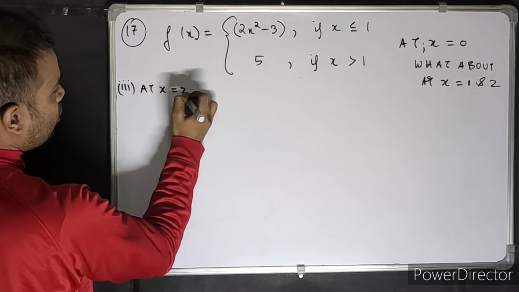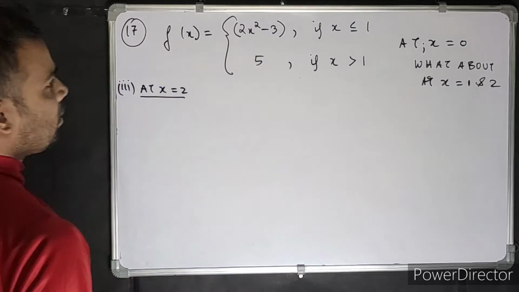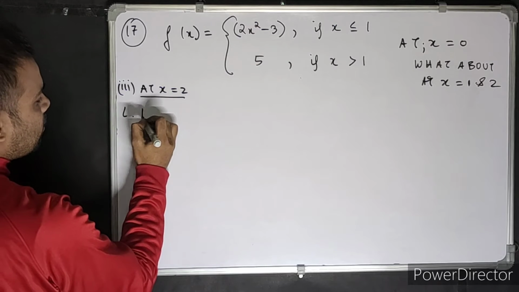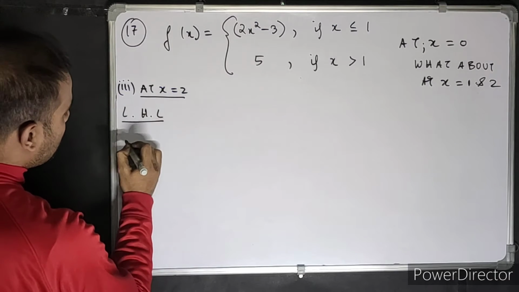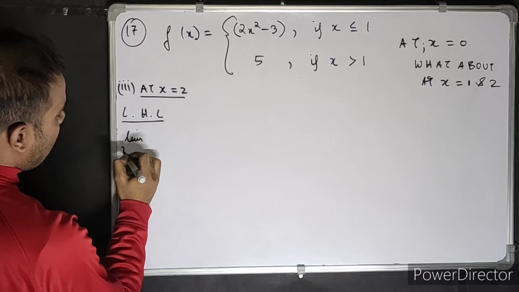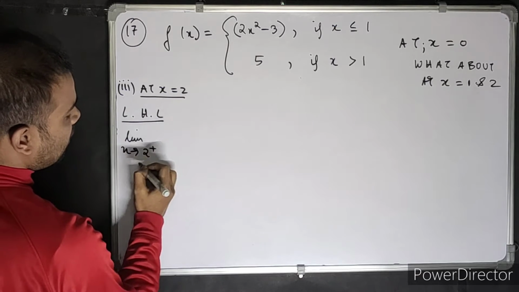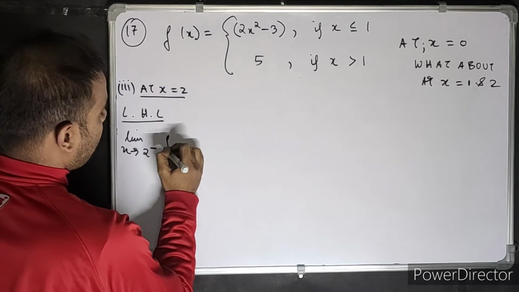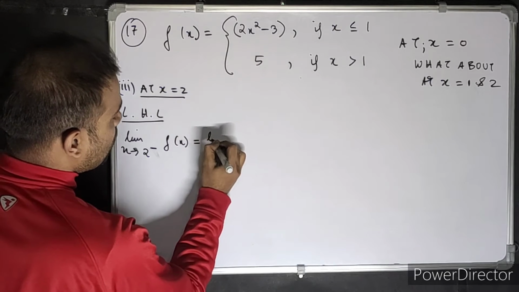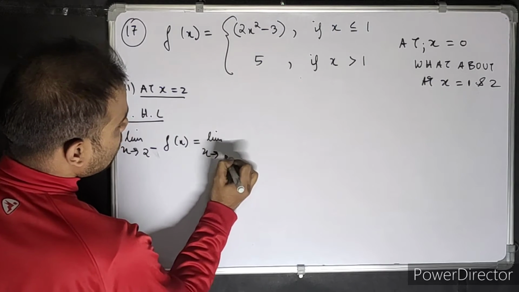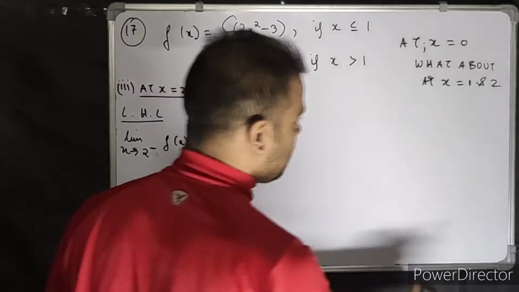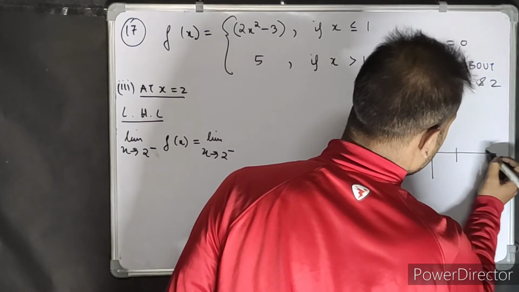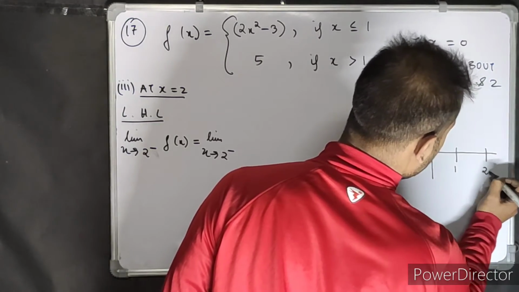At x equal to 2. Okay, so LHL, the left hand limit. Limit x tends to 2 negative, f of x. Always understand with a graph, otherwise you won't understand. Just draw a graph. 1, 2 here, 1 here, 2 here.